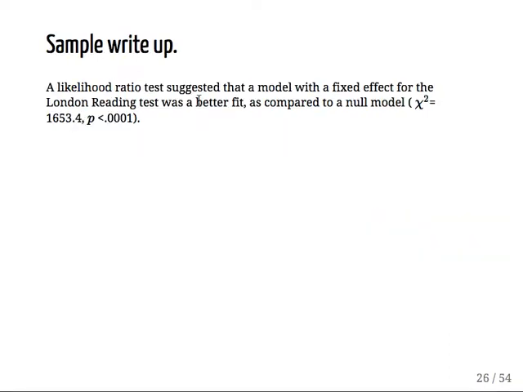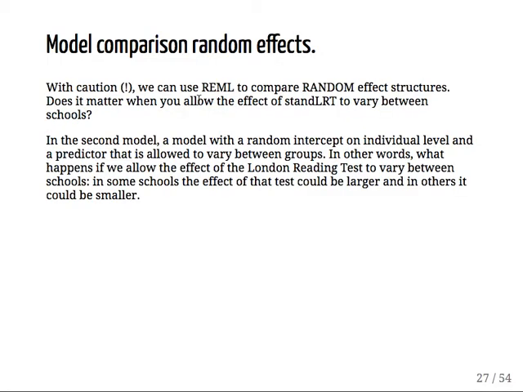Because it's a likelihood ratio test, if you want to write this up in your actual report, you would say a likelihood ratio test suggested that a model with a fixed effect for the London reading test was a better fit as compared to a null model. Yeah. And if you wanted to, you would write the equations of the regression models you did, or attach your output. So sometimes people just want this chi-square, but you could also report the AIC and the BIC for each model, and then people can say, oh, actually, this is 200 units difference, so it must be a much better fitting model. So we can also do model comparisons to compare random effects.